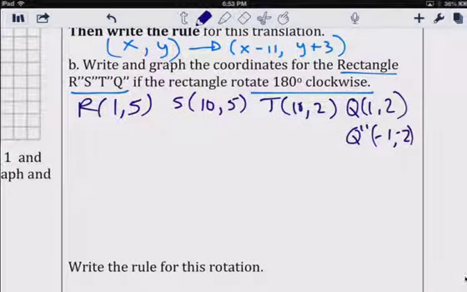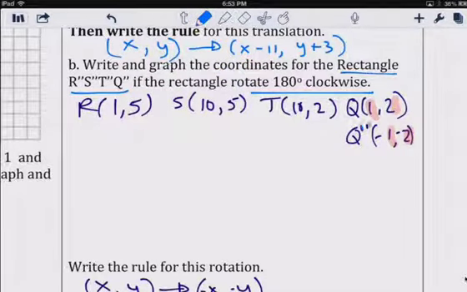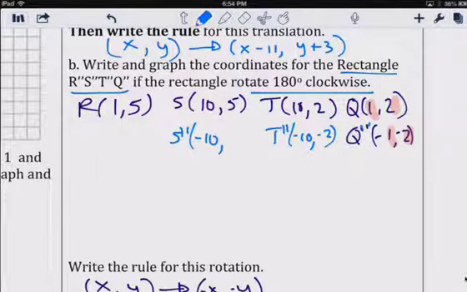So the rule for this is the number stays the same, just becomes its opposite. Okay, we start out xy, and the rule is the numbers stay the same, they just become the opposite of what they are. So you put negatives on them. Okay? Alrighty, that's the double prime. So T double prime is -10, -2, just its opposite for both x and y. S double prime is -10, -5. R double prime is -1, -5. Like that.